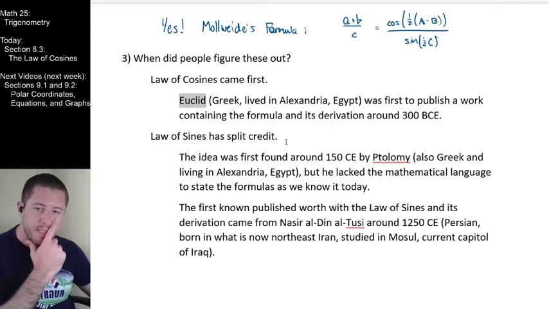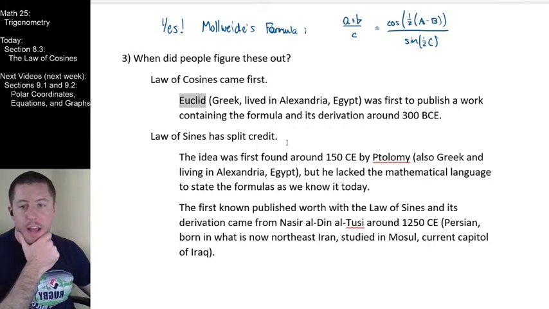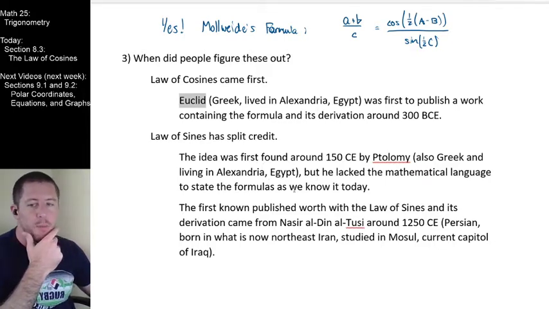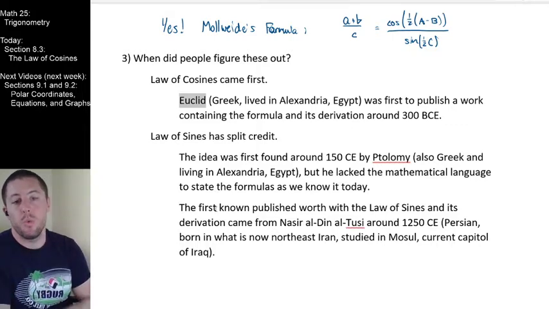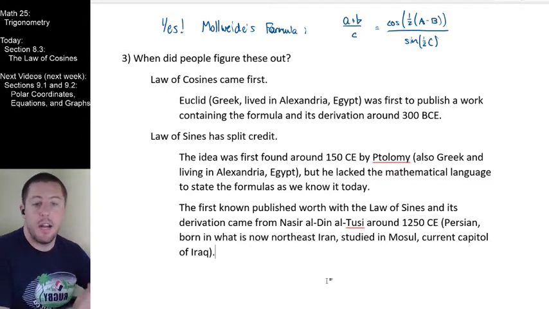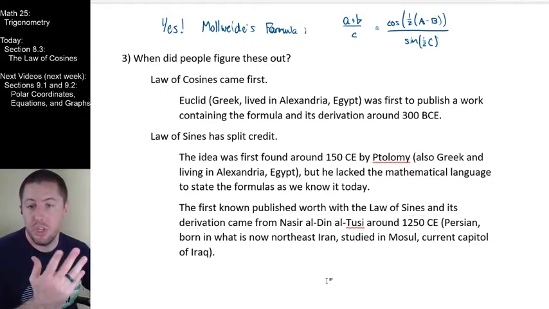There's lots of different ways that people used geometry to help justify their formulas. Euclid came up with a very good geometric representation of the law of cosines. Ptolemy just struggled a little bit more. So Ptolemy is sort of credited with the idea of it first, but the first known published work with the law of signs didn't come for another 1100 years, by Nasir al-Din al-Tusi, who's a Persian guy.